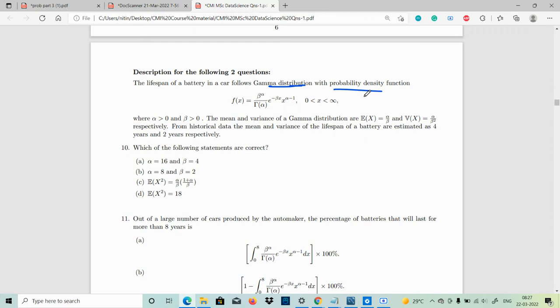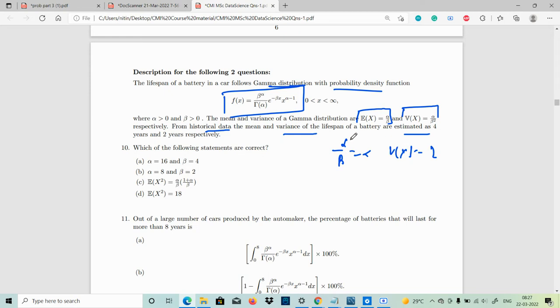It's a gamma distribution probability density function. This is the standard probability density function of a gamma distribution, and the mean and variance are given. Alpha by beta is the mean, and the variance is alpha by beta square. From historical data, the mean and variance of the lifespan of a battery are estimated as 4 and 2. So alpha by beta is given as 4, and Var(X) is given as 2. In that case, you need to find this particular thing.